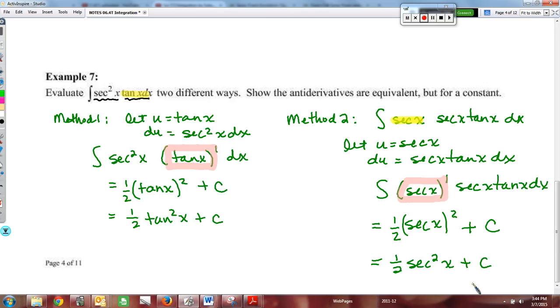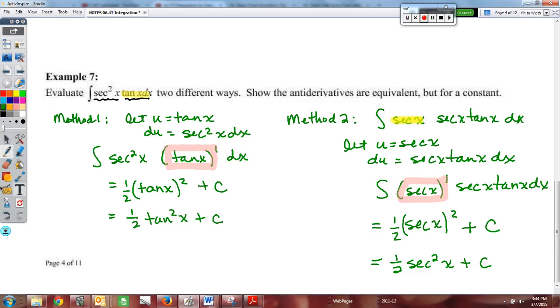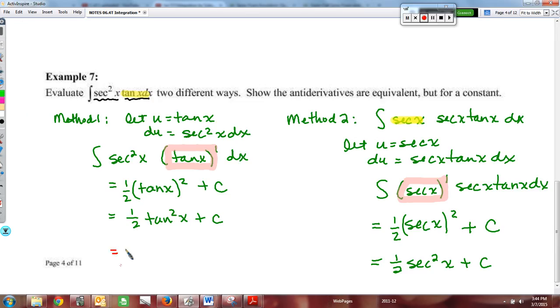Now at this point you might be like, wait a minute, how are these things the same? That's where this plus c comes in. I'm just going to come over here and show you using this one. Remember that with your Pythagorean identities, maybe we'll write it up here, Pythagorean identities.